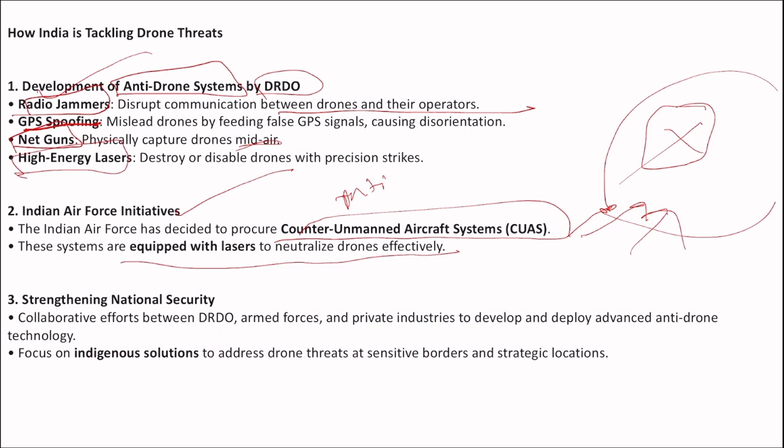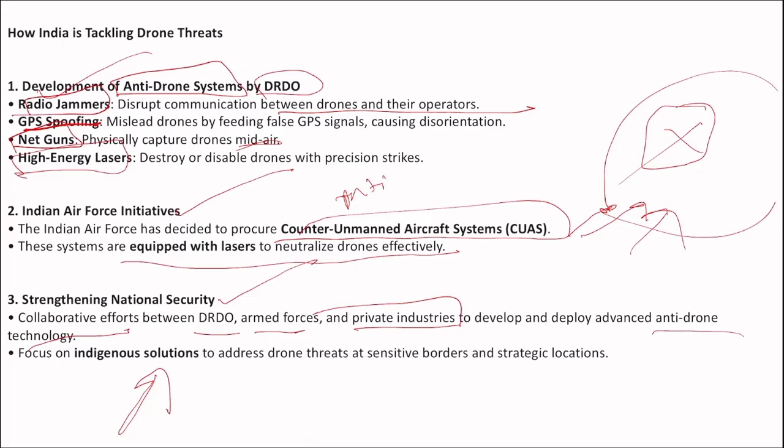Next, in order to strengthen our national security, it is time for DRDO, our armed forces, and private industries to come together and produce these anti-drone technologies. Why? Because we need indigenous solutions. Why always depend on somebody else? We should prepare our indigenous solutions. I think, yes, this is about drones.